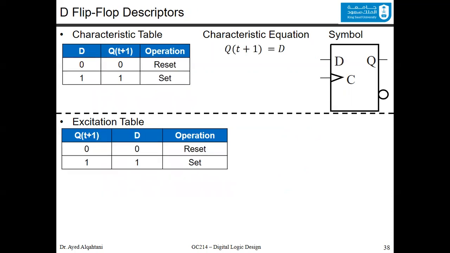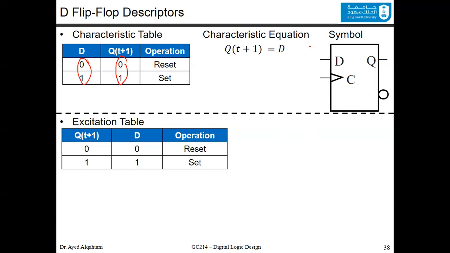For the D flip-flop, it's the easiest type. The characteristic table is simple. Whenever you have a D, the next state is going to be the same. The operation is reset and set, but it's not important to say it for the D flip-flop.